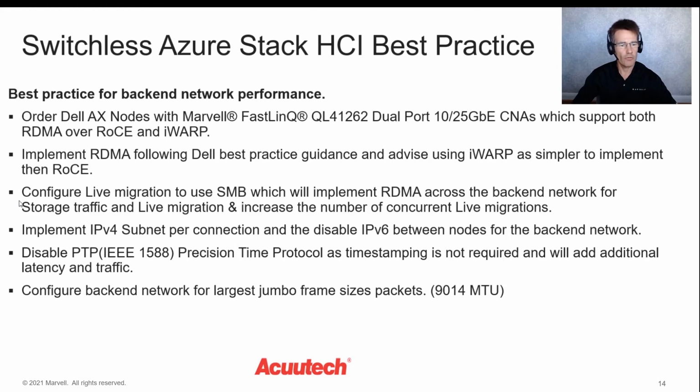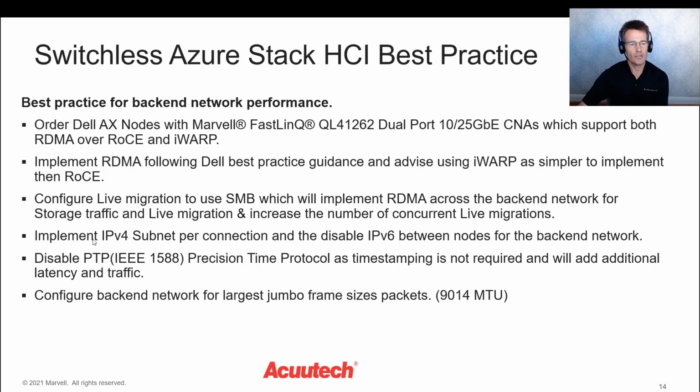And because we've got this high performance dedicated network, we can increase the number of concurrent live migrations, say from 2 VMs up to 8 or 10 VMs, to get full performance out of the dual 25 gig RDMA network. So again, configure each port into a separate subnet, an IPv4 subnet connection. This makes it simple to configure. We don't need to use IPv6 because this is just for server-to-server connectivity within the cluster. We're not going external on here at all.